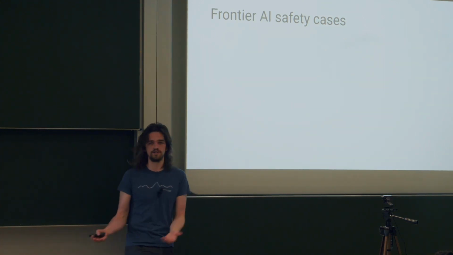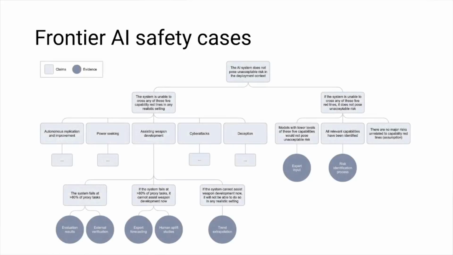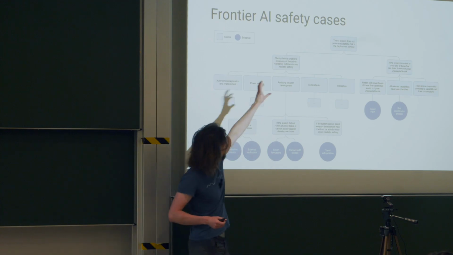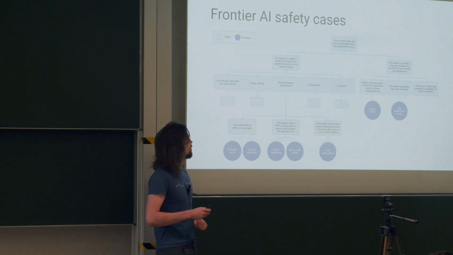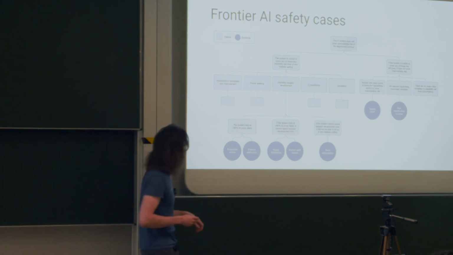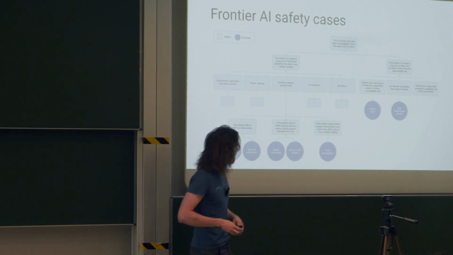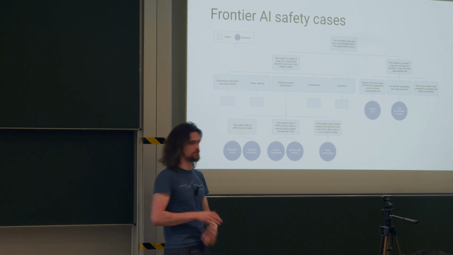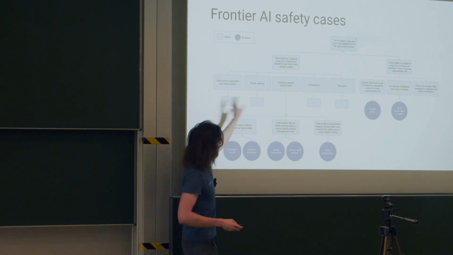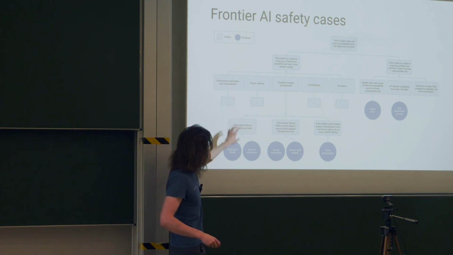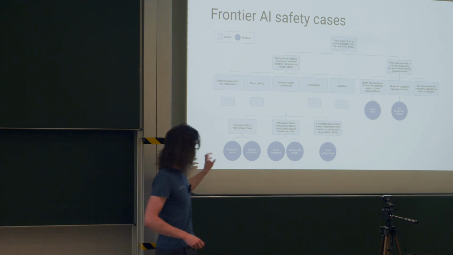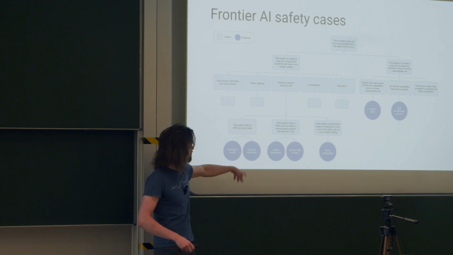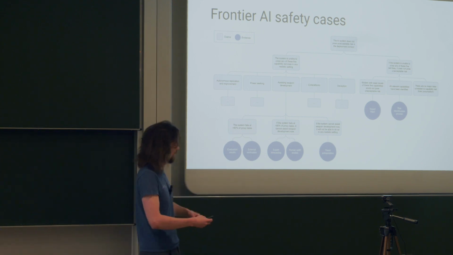Okay, so what does this look like for frontier AI? This is an example of one they give. I understand this is probably impossible to read. However, just to give you a flavor, it starts at the very top with "the AI system does not pose unacceptable risk in the deployment context." And then some of these branches are things like, if the system is unable to cross any of these five red lines, it does not pose unacceptable risk. And you've got these five red lines over here, and these eventually go down, and at the lowest level you've got evaluation results, human uplift studies, trend extrapolation, these sorts of bits of evidence.